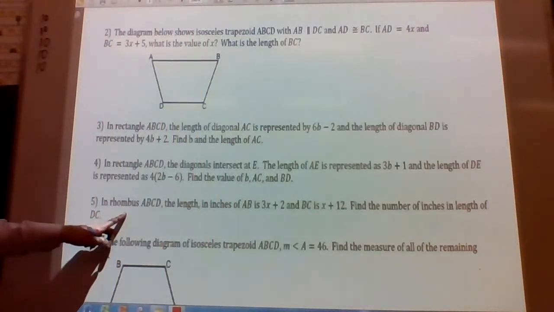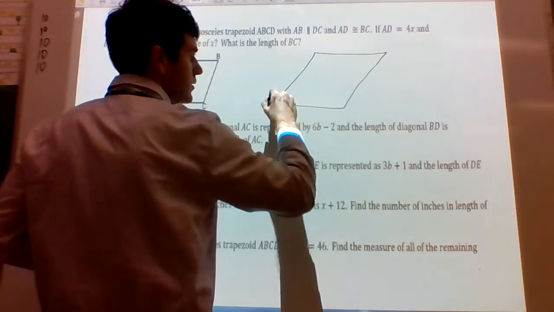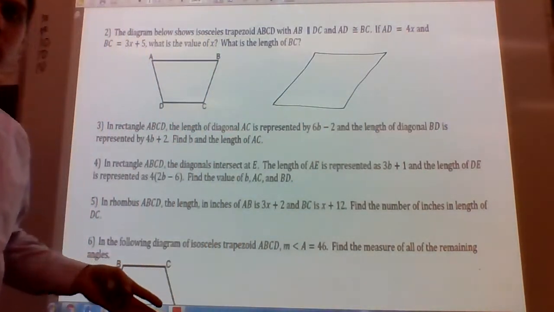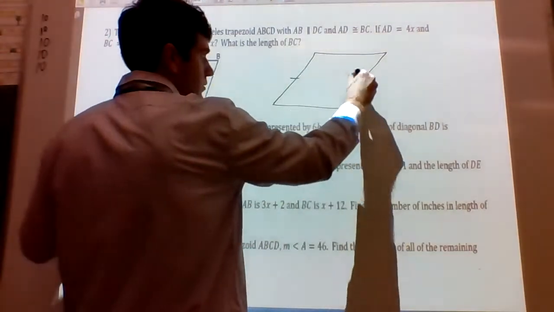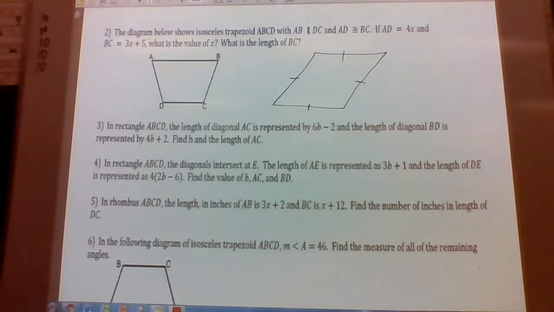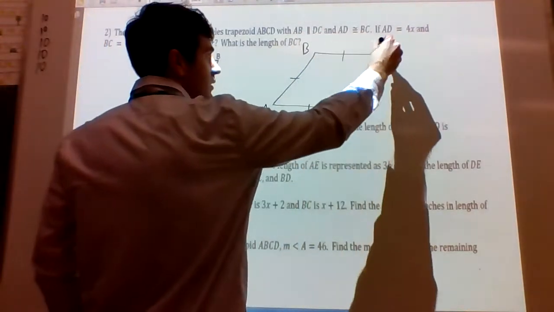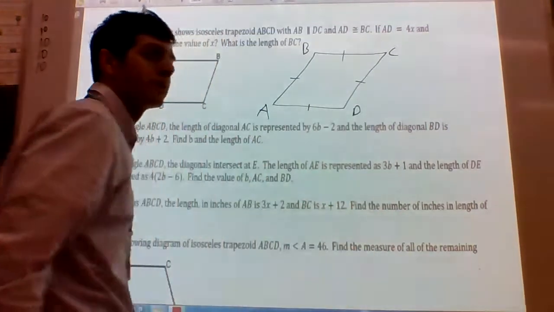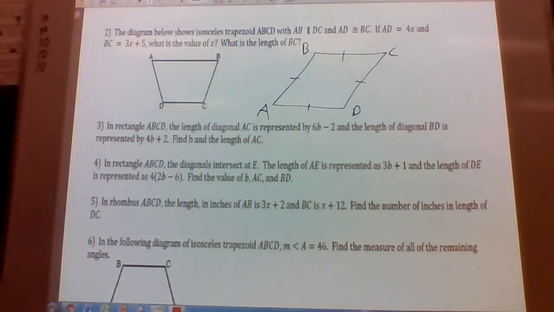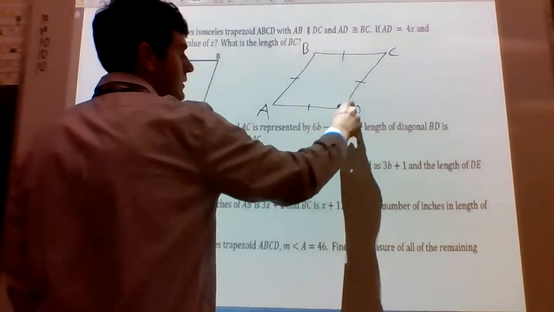So let's have a rhombus ABCD. So a rhombus is defined as having 4 congruent sides. So I'm just going to put the marks in so we know we have a rhombus. The diagonals intersect at point E. So let's put our points in. So A, B, C, D. Again, it doesn't matter where you start, but you have to go in order and you have to go clockwise or counterclockwise. You cannot skip across diagonally.